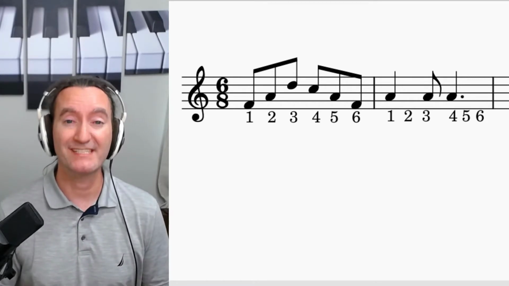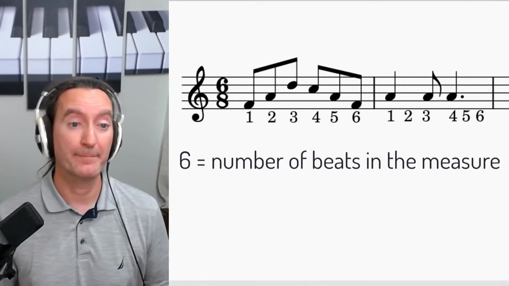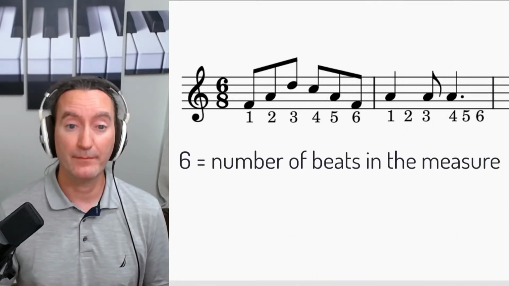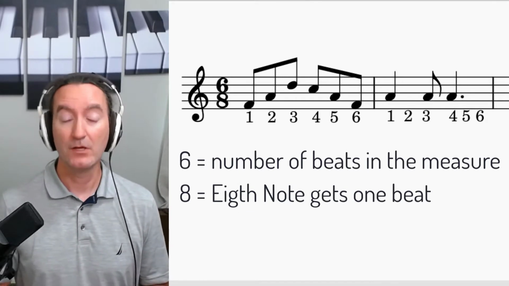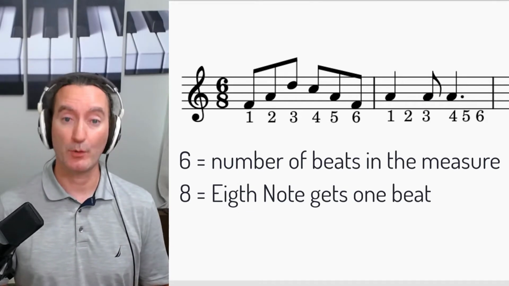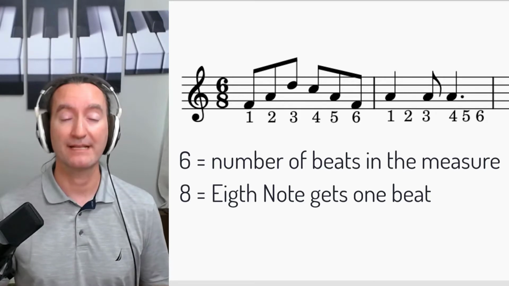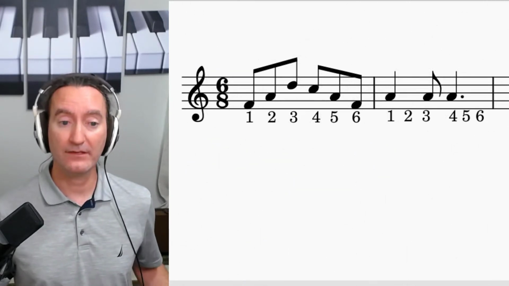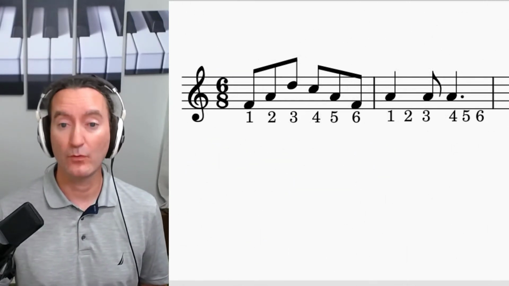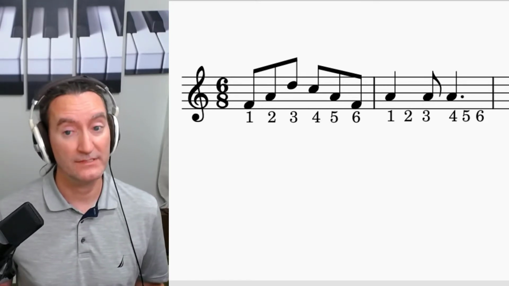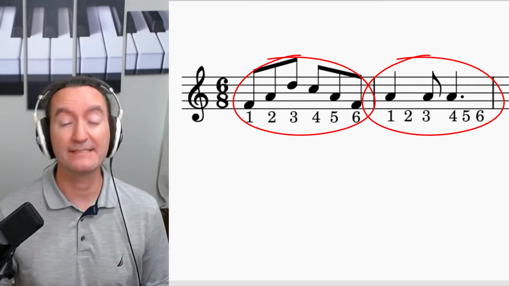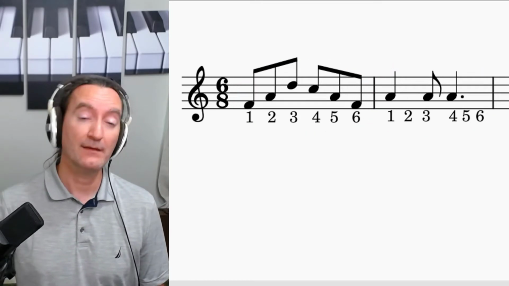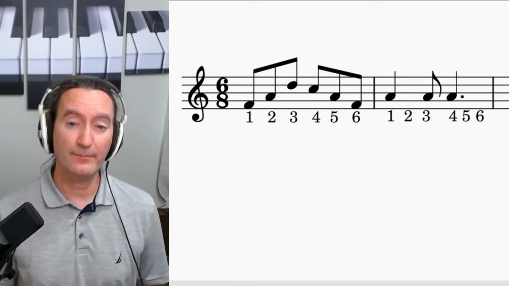The top number, 6, is the number of beats. The bottom number, 8, is the type of note that gets that beat. So we have 6 beats per measure. 8th note gets the beat. And let's take a look at that. You see that we have 6 eighth notes in each measure, or 6 eighth notes worth of beats in each measure. It's also divided up a little differently.